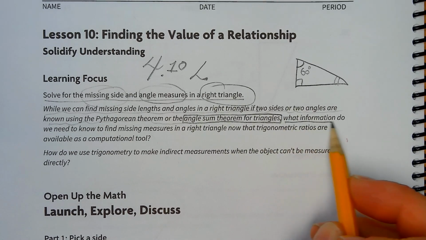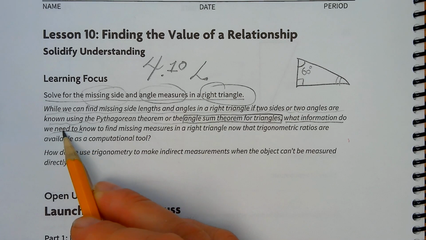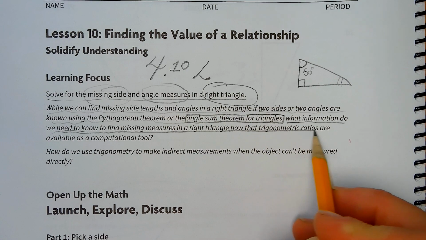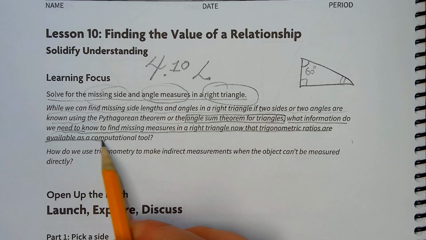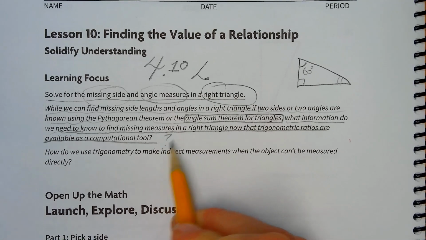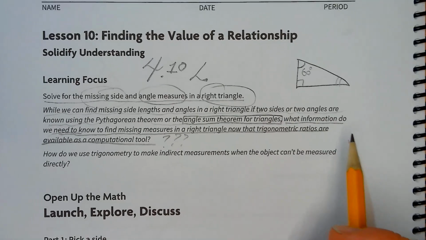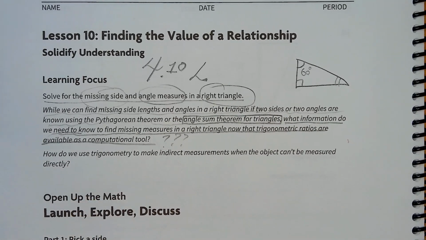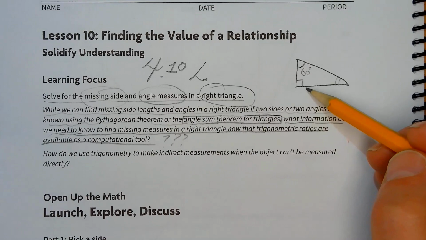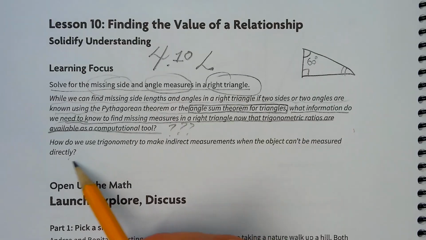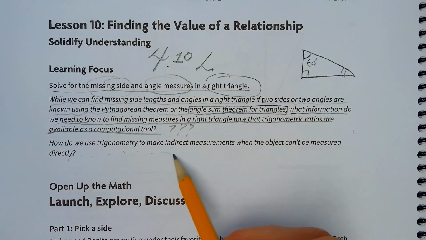But what information do we need to find missing measures in a right triangle now that trigonometric ratios are available as computational tool? Turns out you don't need to know as much. One side, one angle is fine. Or wait, not one side, one angle, but one angle, two sides, or two angles, one side. I don't know. How can we use trigonometry to make indirect measures? Okay, let's move on.